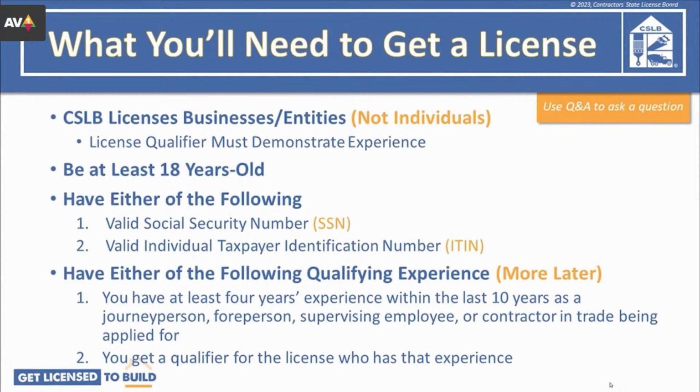You can qualify the license in one of two ways. First, you can qualify the license by having at least 4 years experience within the last 10 years as a journey person, foreperson, supervising employee, or contractor in the trade being applied for. Or you can also get a qualifier for the license who has that required experience. We will spend time talking about how you can demonstrate your experience on your application later in this presentation.